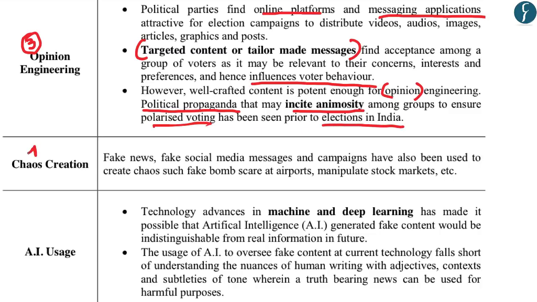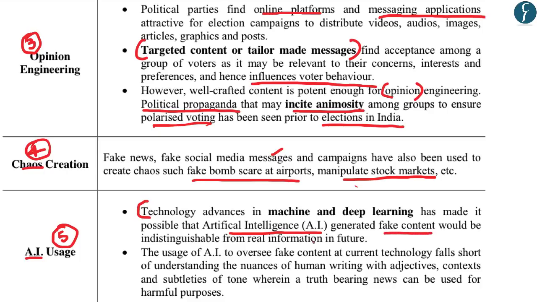Now, the fourth concern with regards to fake news is of chaos creation, wherein fake news and fake social media messages have been used to create chaos, such as fake bomb scares at airports, manipulating the stock market, among other instances. The fifth concern is the usage of artificial intelligence, wherein technology advances in machine and deep learning have made it possible for artificial intelligence to generate fake content. And this fake content generated by artificial intelligence becomes hard to distinguish from real information.